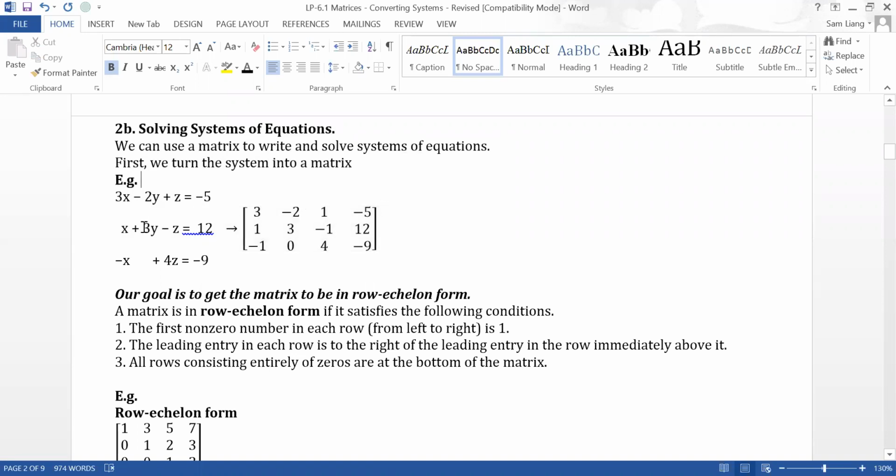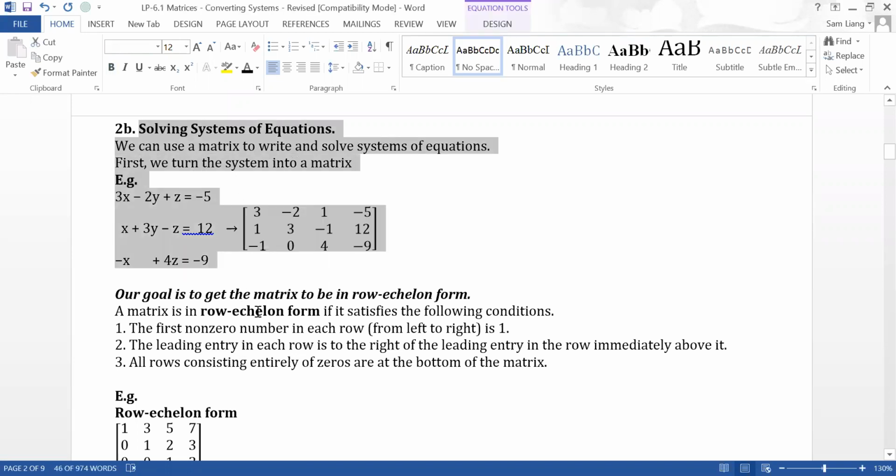The second equation is x plus 3y minus z equals 12. So the coefficients would be 1, 3, -1, 12, which we have in the second row. And then the last row, we have -x plus 4z is -9. So we have -1, 0, 4, and -9. Note that you do have to have a 0 to represent the 0y. So copy that down, and then we'll get to the next set of notes.